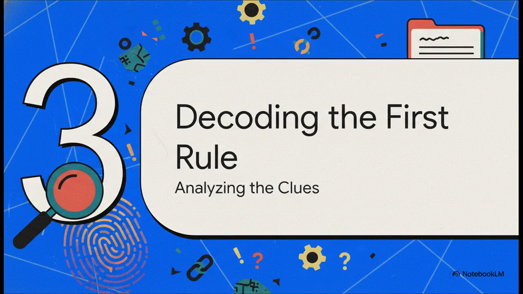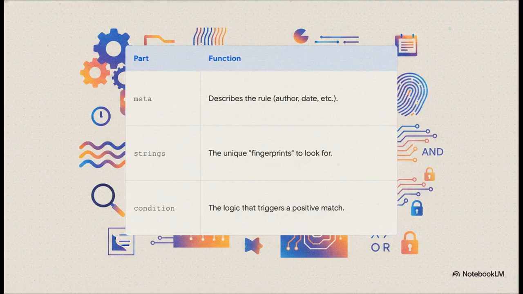All right, the tool did its thing, and it's created a file with our very first Yara rule. So now it's time to put on our detective hats and really dig into what these first clues are telling us. And what's really cool is how a Yara rule is put together. It's actually pretty simple. There are three main parts. You've got the meta section, which is just for descriptive stuff, author, date, things like that.